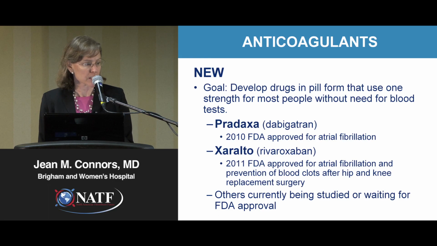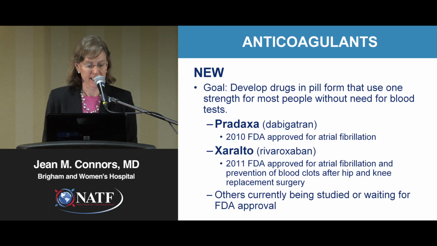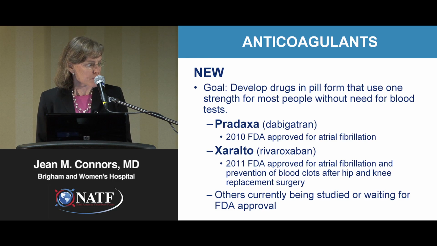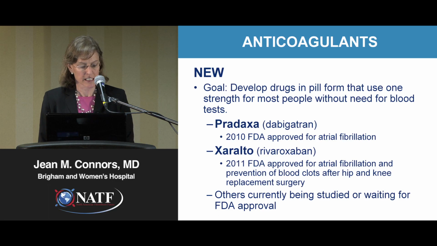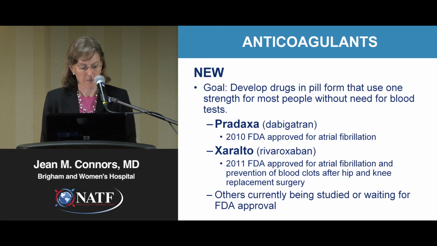One of the first to be available in the United States is Pradaxa, or dabigatran, which was FDA approved in 2010 for use in atrial fibrillation. Another similar new oral anticoagulant is Xarelto, or rivaroxaban, which was approved for use in 2011, both for treating atrial fibrillation to prevent blood clots and to prevent blood clots in patients who are having hip and knee replacement surgeries. There are many others that are currently being studied or that are actually waiting right now for FDA approval.